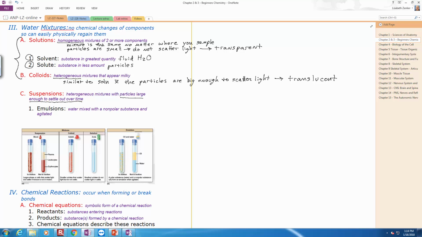If we talk about a suspension, this is a heterogeneous mixture. So heterogeneous meaning different. This time it's particles large enough to settle out over time. So you could think of this as if you went out to the ocean and you scooped up, near the beach, a little jar, and you're holding it, and at first it might look like it's all mixed up together. And if you let it sit for a little bit, what settles out into the bottom? A bunch of sand, right? So the difference is that this stuff settles out versus solution and colloid, it doesn't settle out.